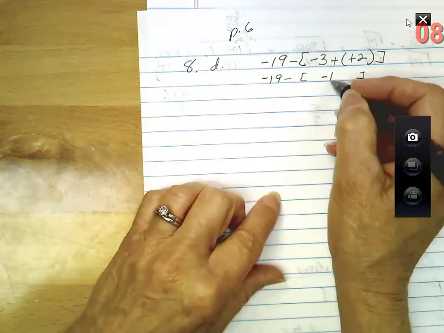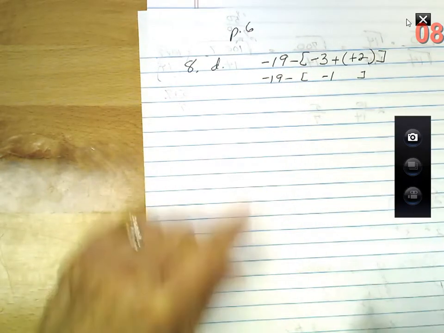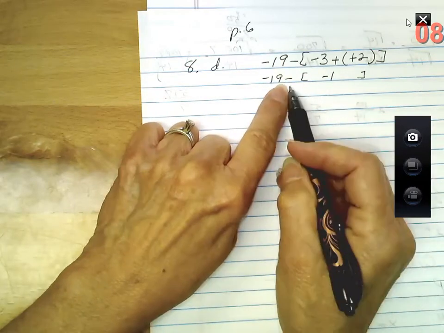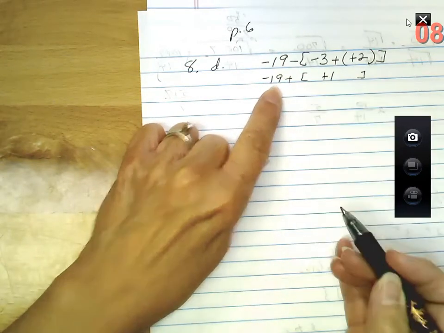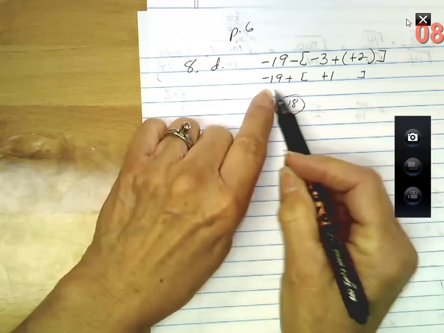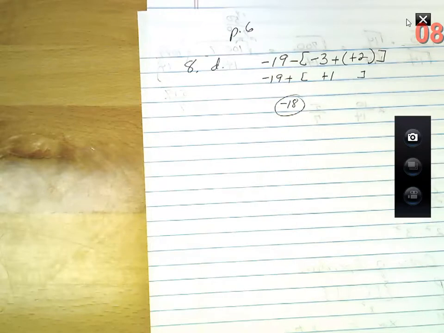Negative 1. Then you have negative 19 minus a negative 1. Subtraction, change the sign, and add. Final answer, negative 18. A negative 19 plus a positive 1 is a negative 18.